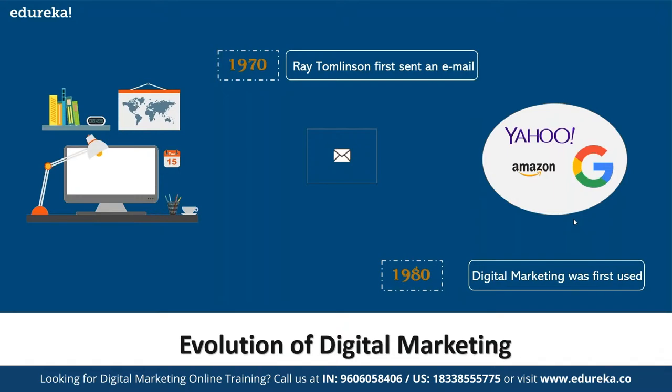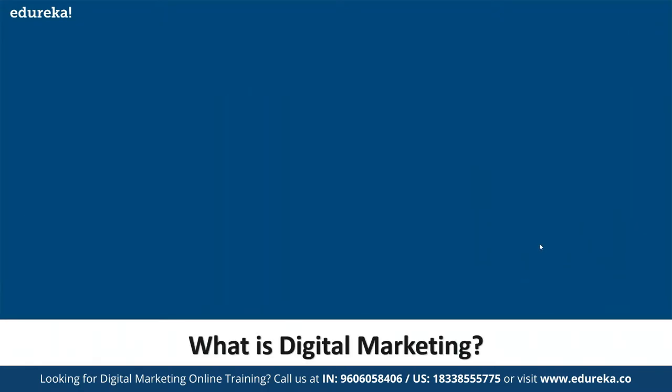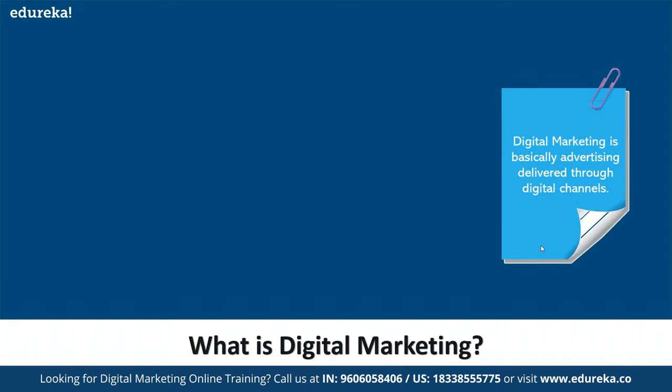It basically came into the picture when the internet started becoming more and more familiar to users, and when more users started becoming active users on the internet, and that is when people and businesses started seeing the opportunity to market their products and services. Now that you have a familiar idea about digital marketing, let's understand what exactly digital marketing is. Well, as I mentioned, it's all about advertising delivered through digital channels.